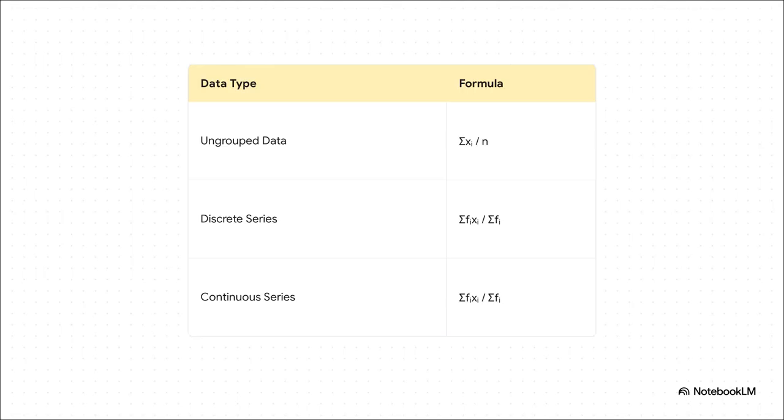And what's really key on this slide is seeing how the idea of the mean stays the same, but the formula changes depending on your data. Whether you have a simple list, a frequency table, or those class intervals, there's a specific version to use. Knowing which one to pick is half the battle.